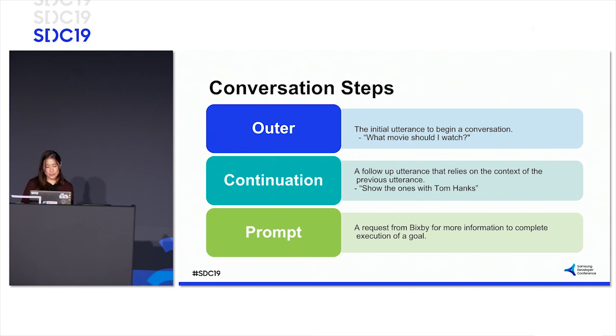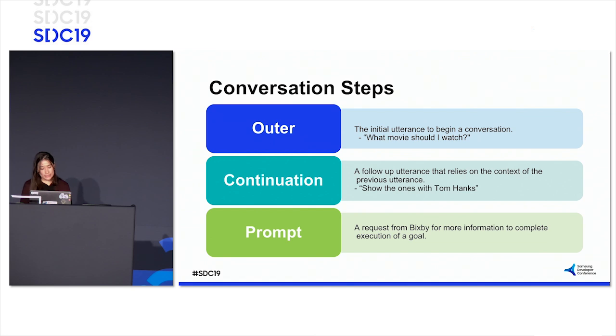And with continuations, we are talking about the follow-up utterances that rely on the context of the previous utterance. So an example of that would be, show the ones with Tom Hanks. So ones is referring back to movies, and the key thing here is show the ones with Tom Hanks would never be able to stand alone. You wouldn't be able to ask Bixby as the outer question, show the ones with Tom Hanks.